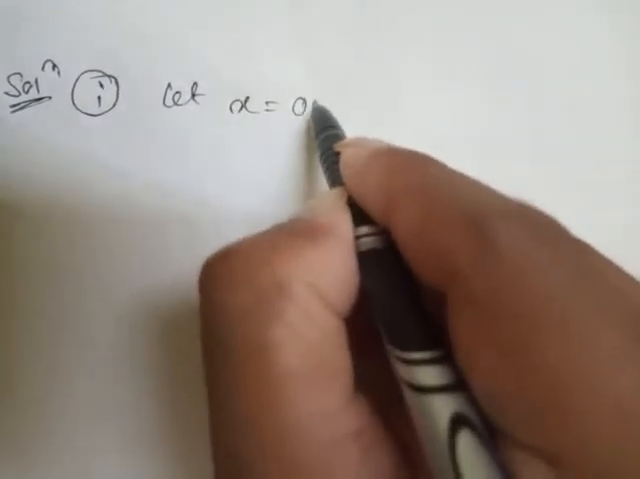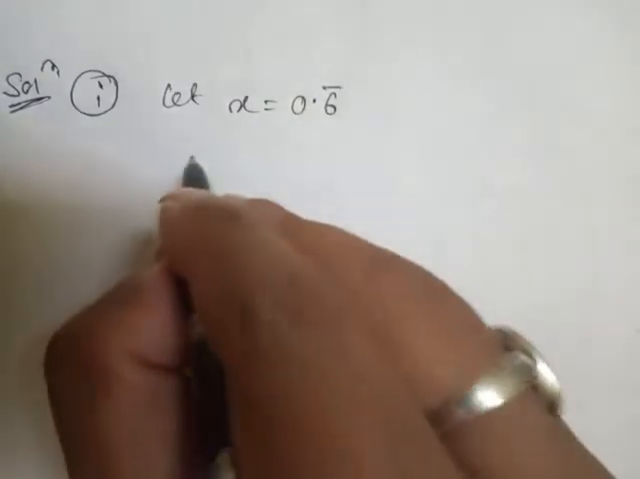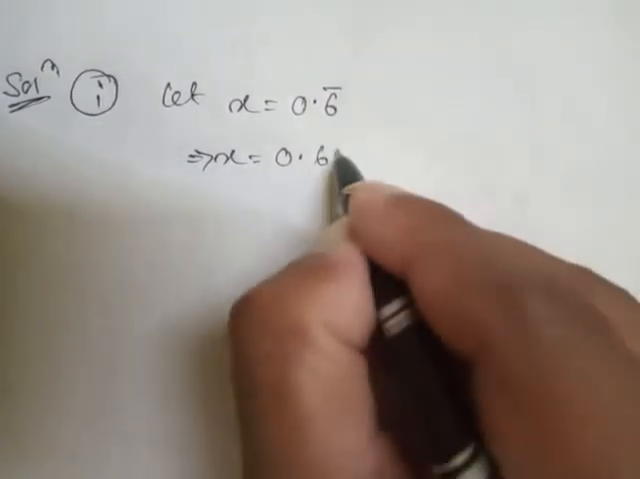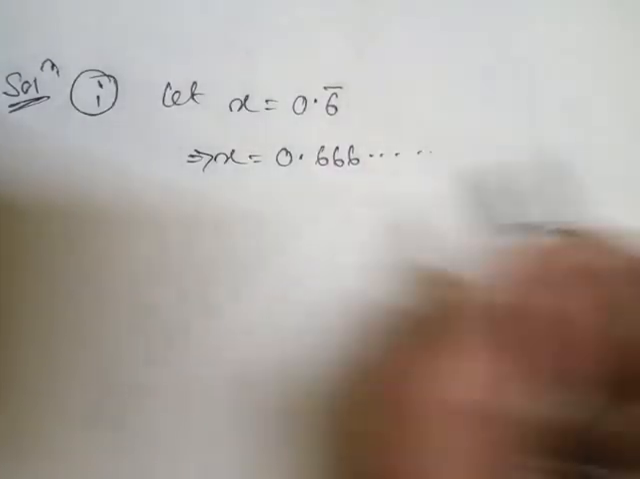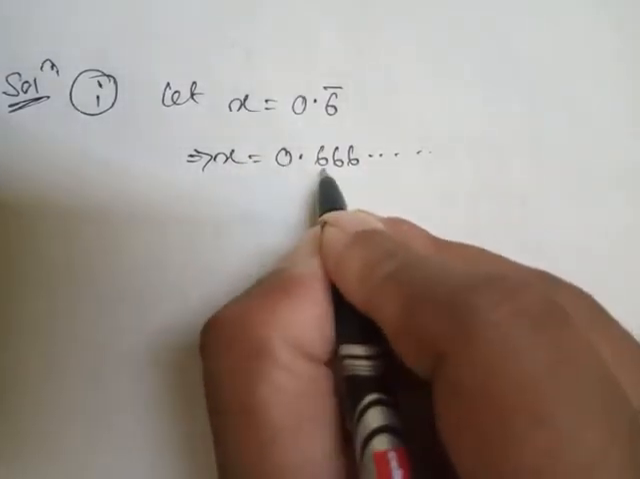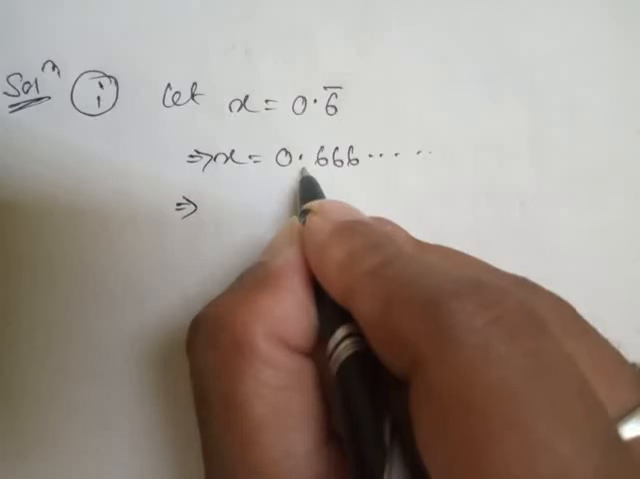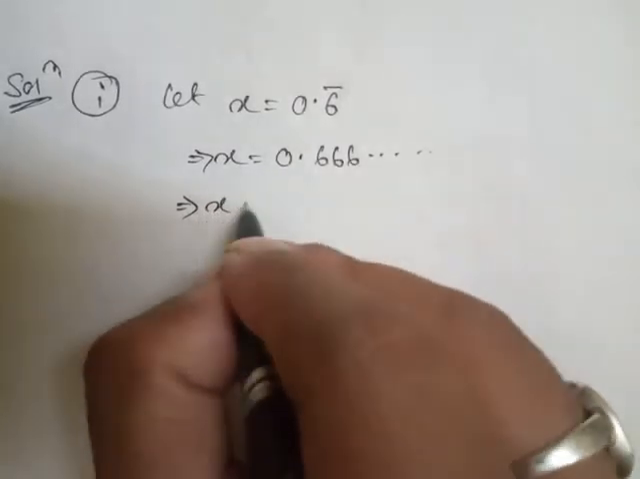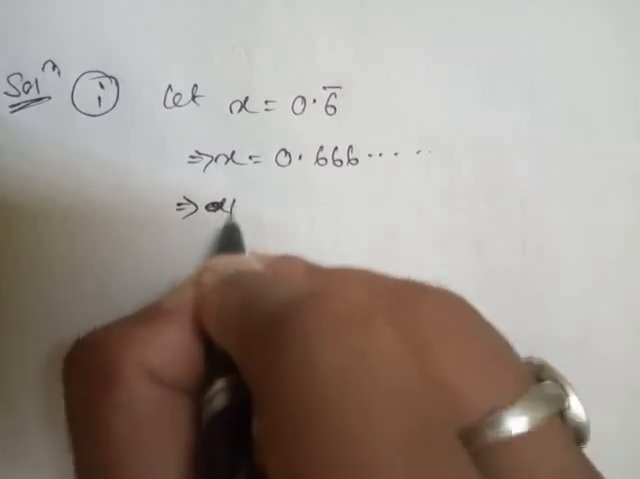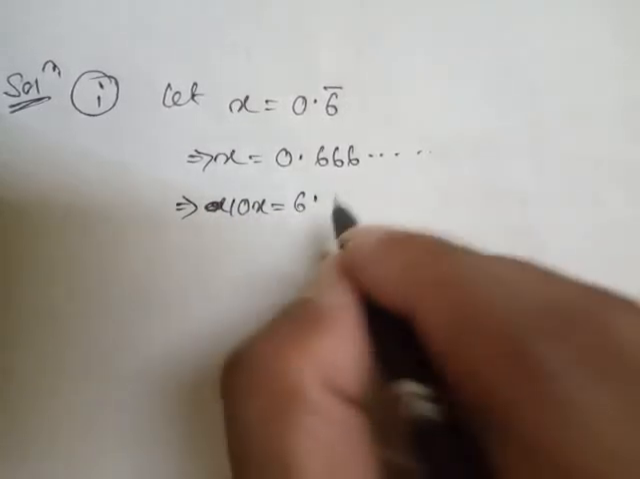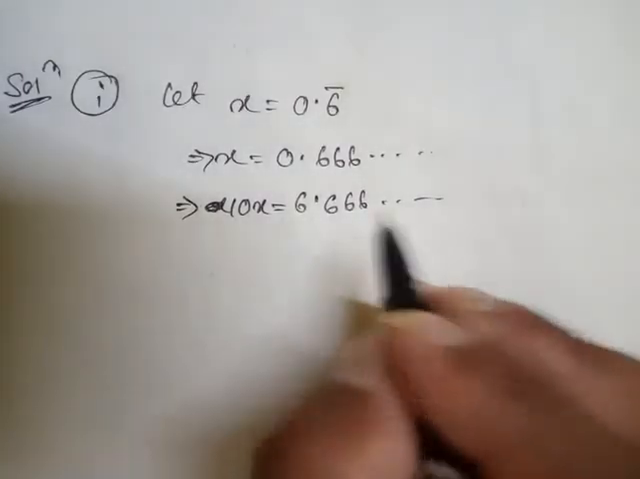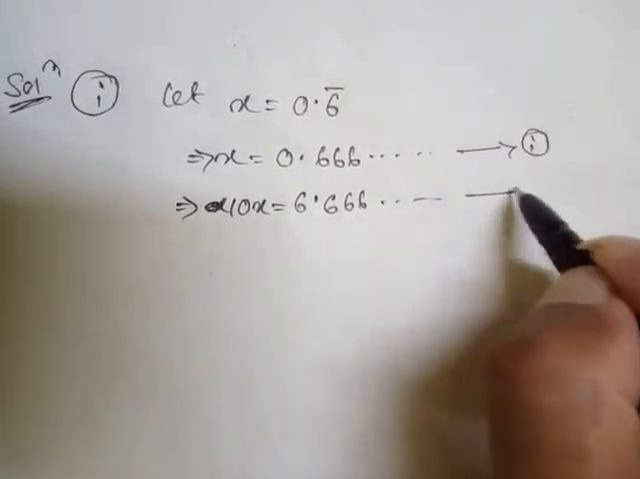Now students, look, first of all I will write the solution. Roman 1: let x equal 0.6 bar. Now look here, x equals 0.666 bar, which indicates that it repeats many times. After the decimal there is only one digit and that digit repeats many times, so I'll multiply both sides by 10. So 10x here. I am taking this as equation number 1 and this as equation number 2.